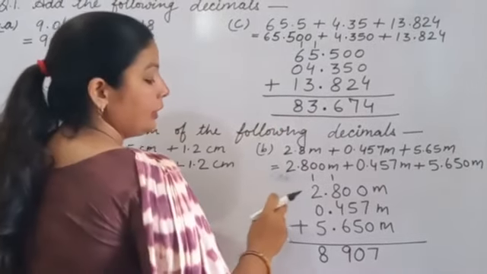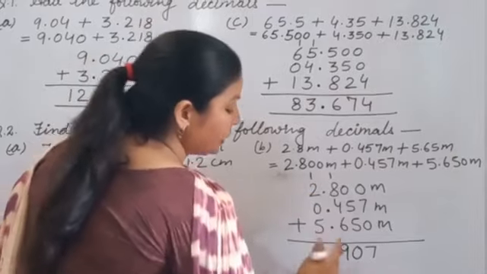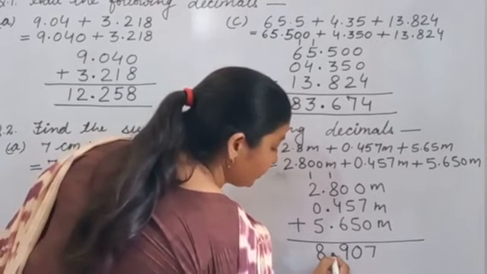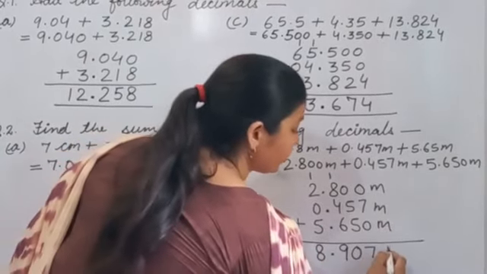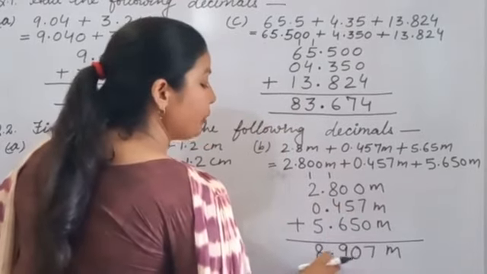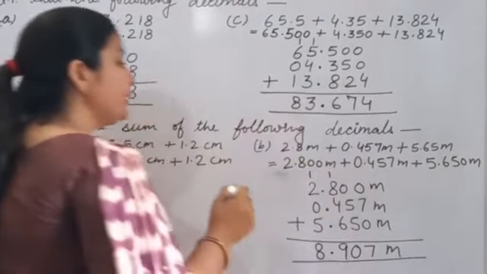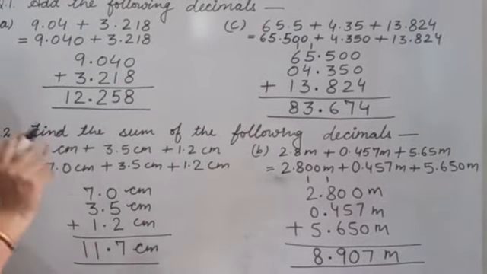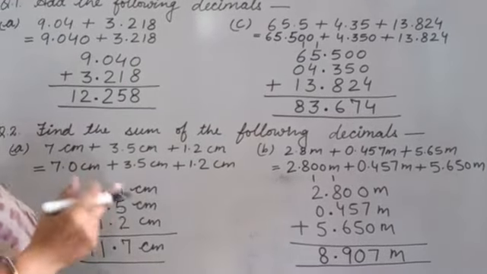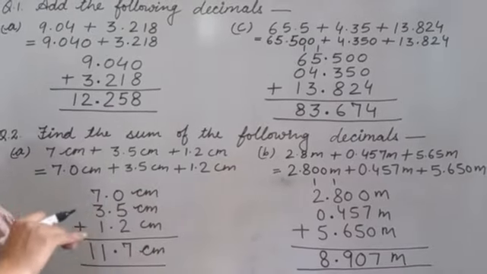Okay. Now point, so down of point we will use here also point. And now there is meter. So your answer is 8.907 meter. So you do like this. The C part you will do yourself. A and B parts I have done here. C part is also the same as that. So you will do it yourself.